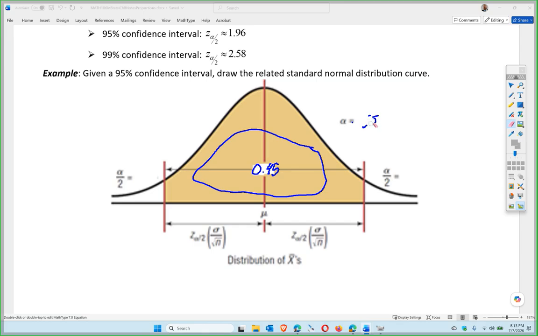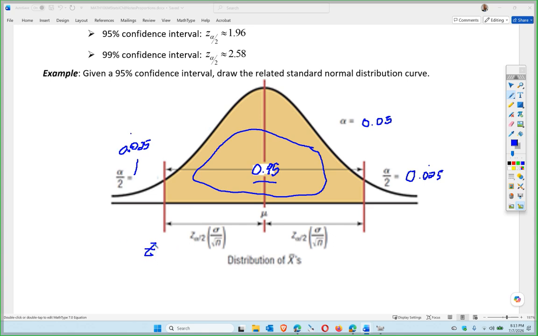Let's redraw that. 0.05. So half of alpha is 0.025. Right? And same thing here, 0.025. And why is that? So if we're 95% sure our confidence interval is in here, then 5% of the time it's either more or less than what we actually think it is, which is 2.5% on each side, essentially. Okay, so that's why there's two z values.